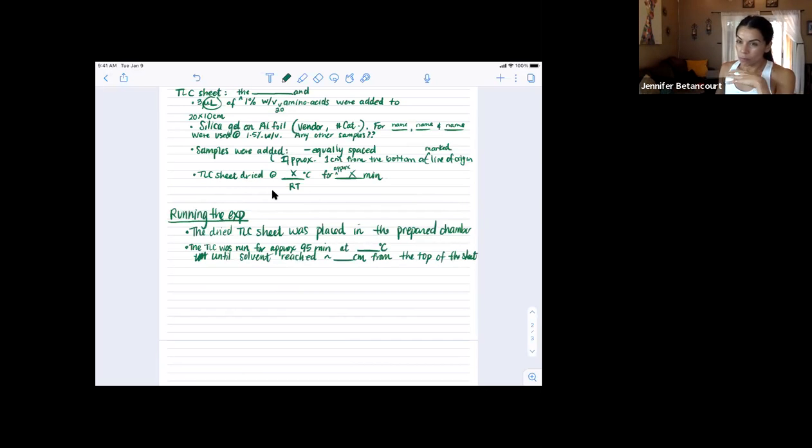So really what I'm looking for is I want to run it until the solvent reaches almost the top of the sheet. They did it until it was about 1 centimeter from the top. That's how I'm going to do it too. Okay. Once this happens, then the reaction is done. So you pull the TLC sheet out of the chamber. And what very important thing better you do before you let it dry?